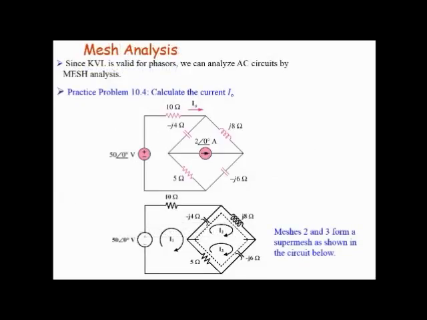Similarly, we come to the next part, that is the mesh analysis. Since KVL is used for phasors, we can use it for AC circuits by this mesh analysis also. Here is given a bridge circuit. In this case, it is already given in frequency domain, that is 50 angle 0 degrees volt for the voltage source, which is connected to a resistance of 10 ohm. Then here is a capacitor of minus j4, an inductor of j8, a resistance of 5 ohm, and another capacitance of minus j6 ohm.